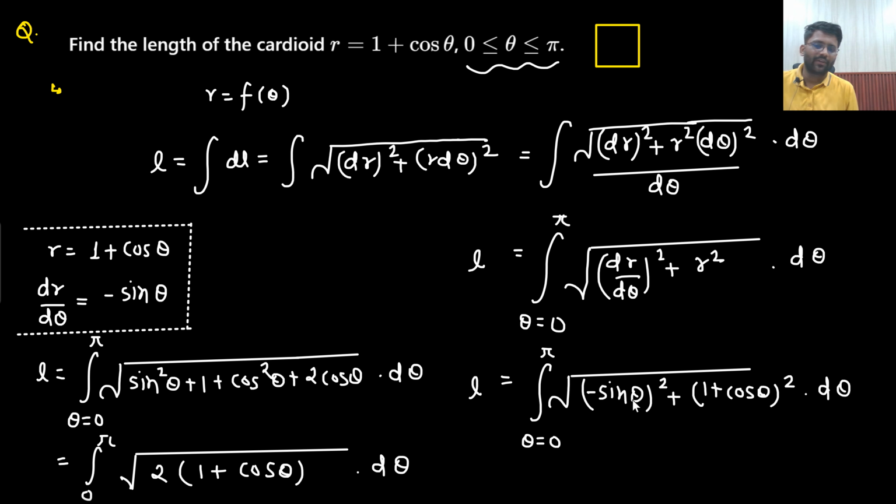And then a simple calculation afterwards. Here dr by d theta is minus sin theta, then r square: in place of r, I can simply put 1 plus cos theta whole square. Everything is going in terms of theta only. So under root 2 I can take outside. What is 1 plus cos theta?